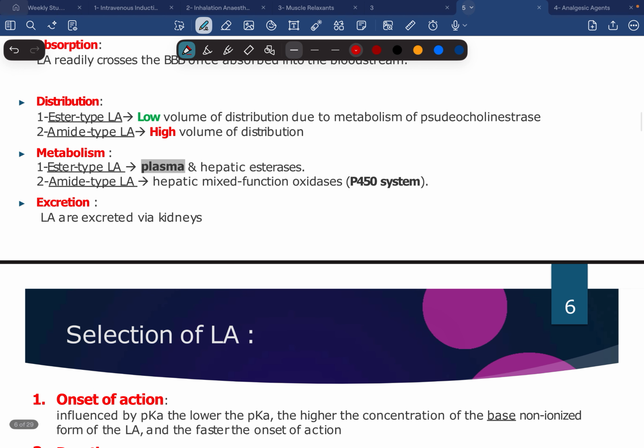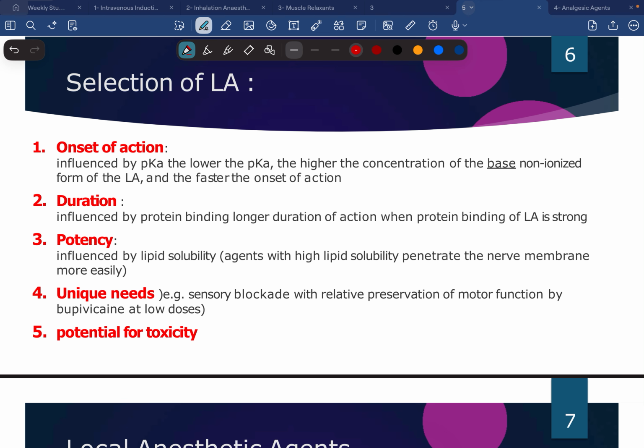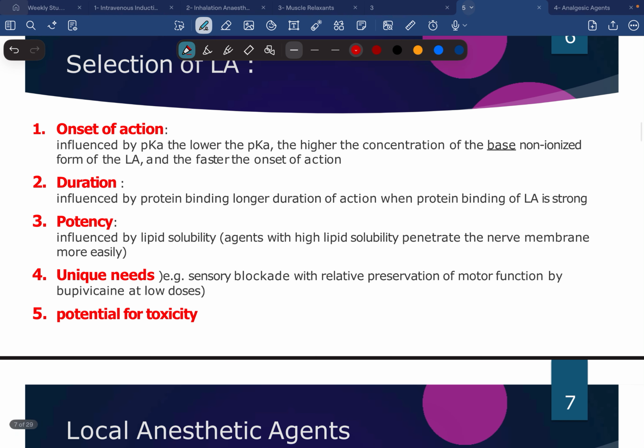Excretion is via the kidneys. Onset of action depends on the pKa, as the pKa will determine how much non-ionized form is there. The higher the concentration of the base, the non-ionized form, the faster the onset. The lower the pKa, the higher the non-ionized form. Duration depends on the protein binding. More protein binding, longer duration, and more toxicity. Potency depends on the solubility. Highly soluble agents penetrate the nerve membrane more easily.